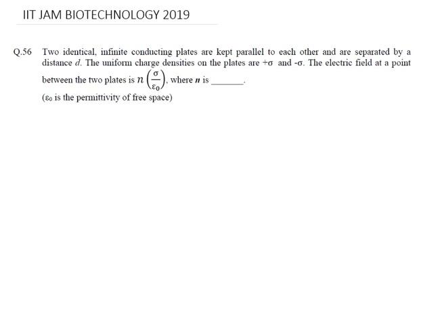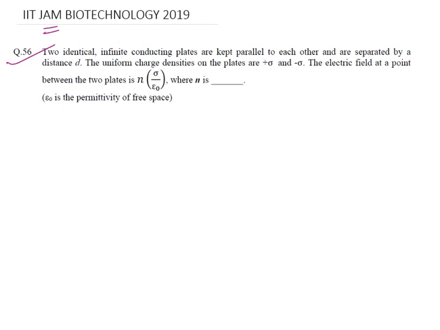Today we are going to solve one question from IIT JAM Biotechnology 2019. As we know that JAM is one of the most important examinations in our country for those students who want to join IITs to pursue their master degree courses. We cover all the topics for biotechnology paper, that is biology, physics, chemistry and mathematics.